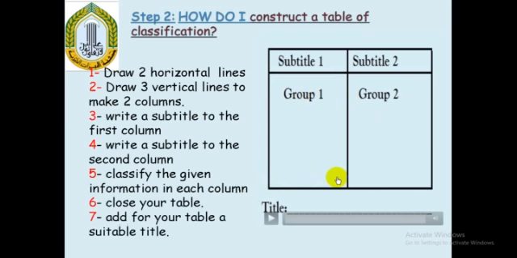Of course, we have to make sure that our table is closed from all sides. As you have seen here, we didn't construct any lines inside the table. This is because it's a table of classification. So we have only two groups right here now. Okay? Let's see an example.